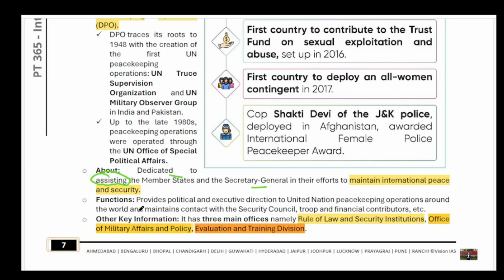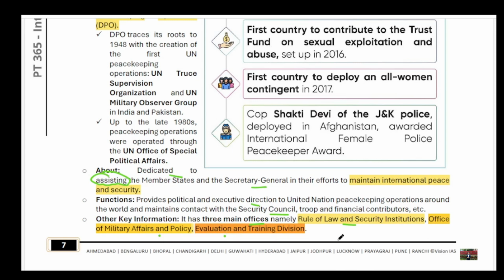How do they do that? What are the functions? Basically, they provide political and executive direction to the United Nations peacekeeping operations around the world and maintain contact with the Security Council, troop and financial contributors. It has three main offices, namely Rule of Law and Security Institutions, Office of Military Affairs and Policy, and Evaluation and Training Division.